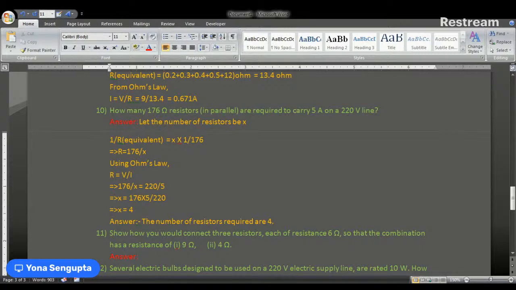In case 2, when two are connected in series, the resistance is 6 ohm plus 6 ohm, which gives us 12 ohm. If the third resistor of 6 ohm is connected to the 12 ohm in parallel, then the total resistance is 4 ohm.